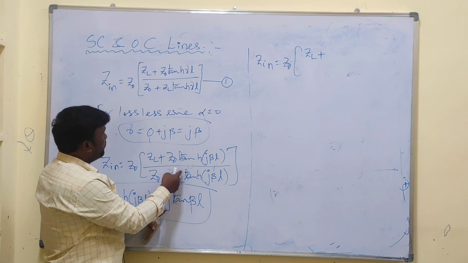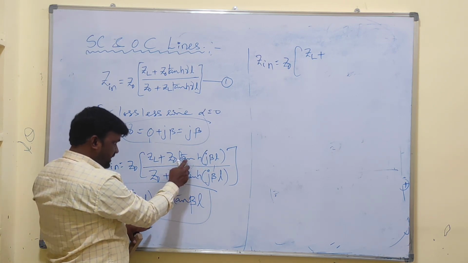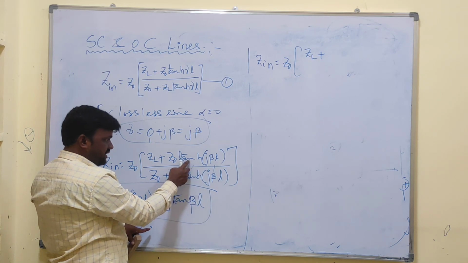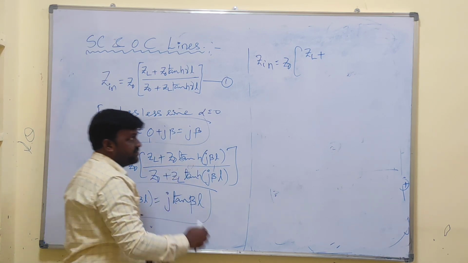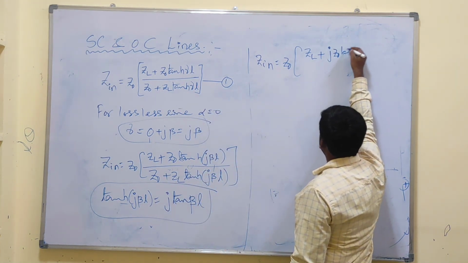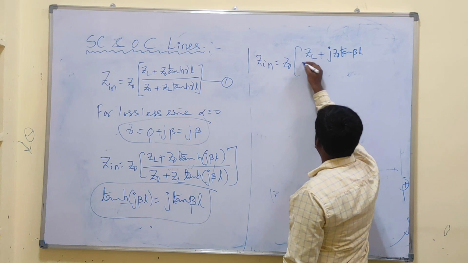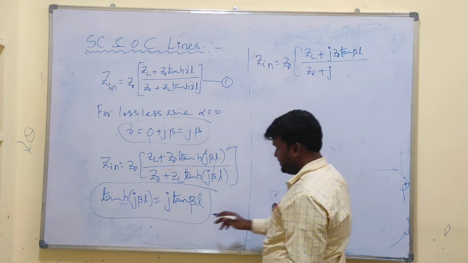Already here you have what? Z0 into tanh j beta L. Tanh j beta L is equal to j into tan beta L, into this Z0. So that's why we can write that as j into Z0 tan beta L. Divided by, as here you have Z0, here it is j.